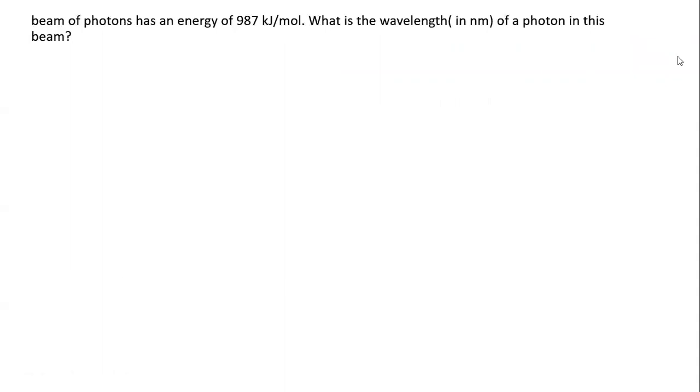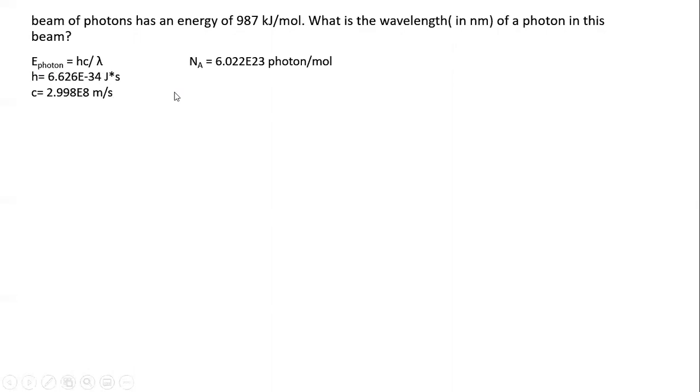So here we have a little different problem. We have a beam of photons that has an energy of 987 kilojoules per mole. What is the wavelength in nanometers of a photon in this beam? So again, what we learned from previous problems is that the energy of a photon is equal to hc over lambda. So if we know the energy of a photon, we can rearrange this equation to solve for the wavelength of that photon with that particular energy, because h and c are constants.